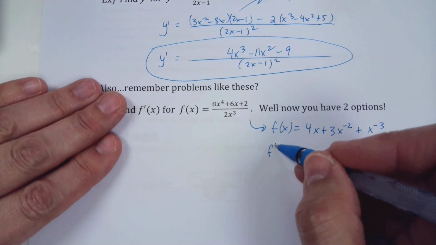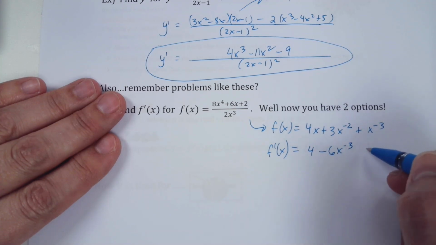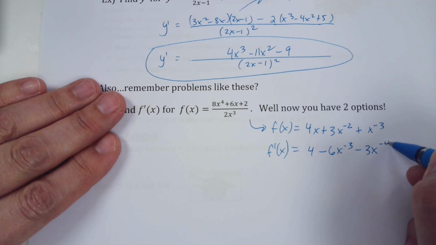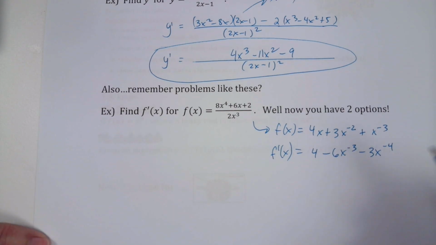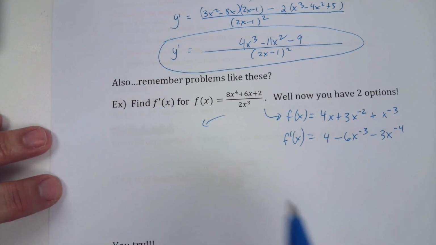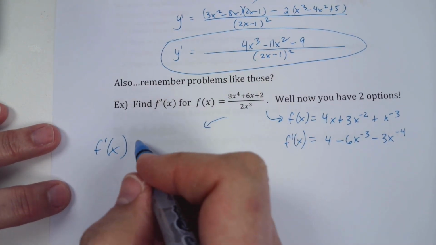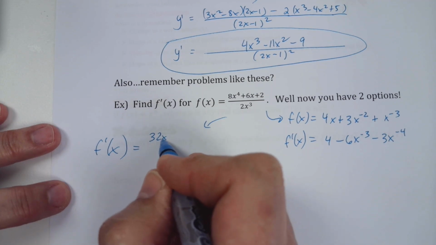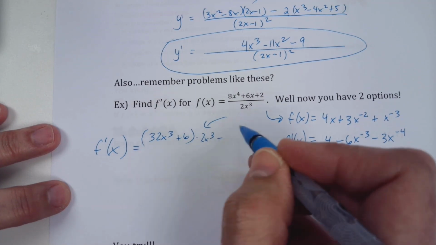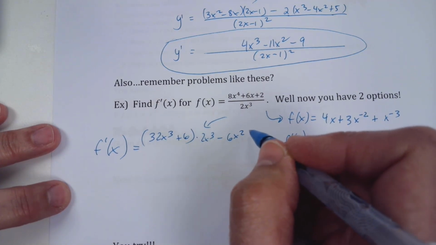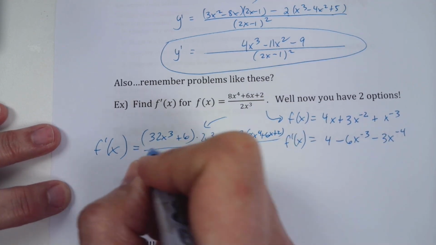So if I did the derivative now, I would get 4 minus 6x to the negative 3, and then minus 3x to the negative 4. All right, so let's go ahead and do the derivative the new way, and we'll see that they are the same. So with the quotient rule, I would get the derivative of the numerator, so that would be 32x to the third plus 6 times the bottom, 2x to the third, minus the derivative of the bottom, which is 6x squared, times the top, 8x to the fourth plus 6x plus 2, all over the square of the bottom.